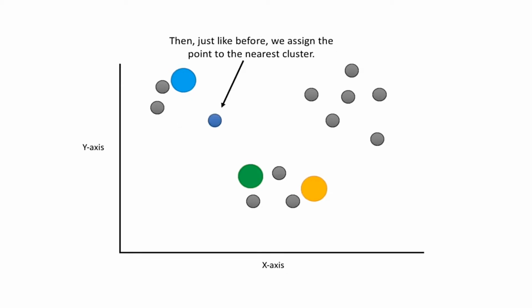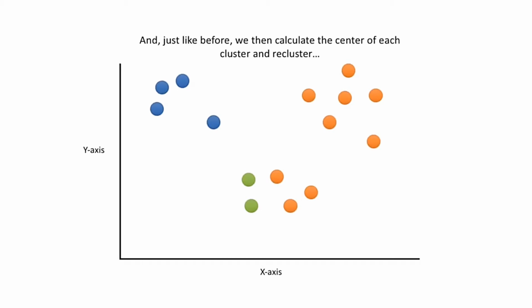Then, just like before, we assign the points to the nearest cluster. And just like before, we then calculate the center of each cluster and recluster. Although this looks good, the computer doesn't know that until it does the clustering a few more times.